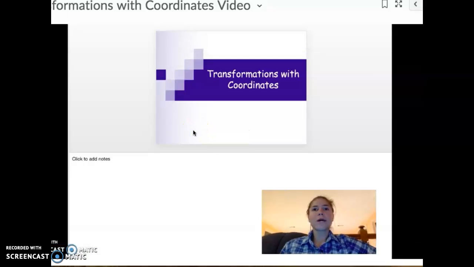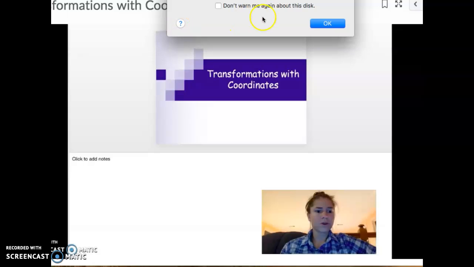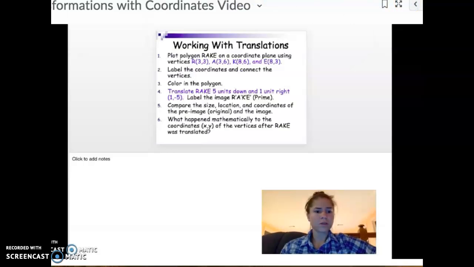And so when you are given an image and you're asked to transform it, what is the easiest way to do that? And the easiest way for me to use that is through rules. However, you can just look at the image as well, and you have examples of that in other videos below this PowerPoint. Okay? And so I want to look at first translation. So I'm going to come down here, working with translations. Okay?